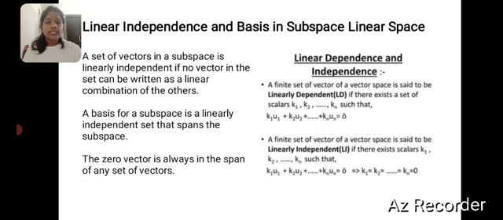Orthogonality, linear independence and basis in subspace linear space. A set of vectors in a subspace is linearly independent if no vector in the set can be written as a linear combination of the others. A basis for a subspace is a linearly independent set that spans the subspace. The zero vector is always in the span of any set of vectors.